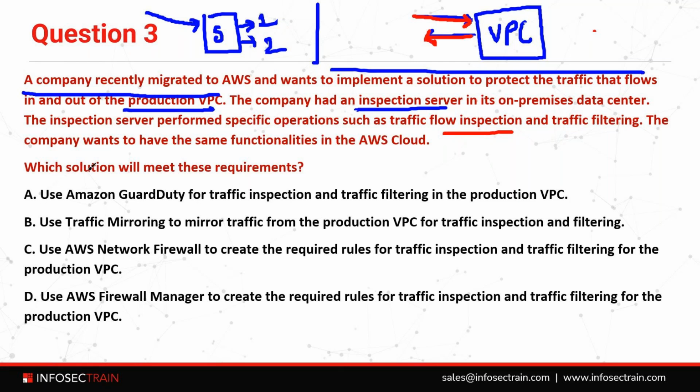Let's explore the options and see which solution meets the requirement. Just reading it out, you get a sense of what the option is. The first option is Amazon GuardDuty. Even if the concept we are talking about right now is a VPC, touching on GuardDuty is also very interesting, guys. The first option says to use Amazon GuardDuty for traffic inspection and traffic filtering in the production VPC. I would say that is not the case. GuardDuty never performs this kind of thing. It does not filter your traffic or inspect your ingress or egress.